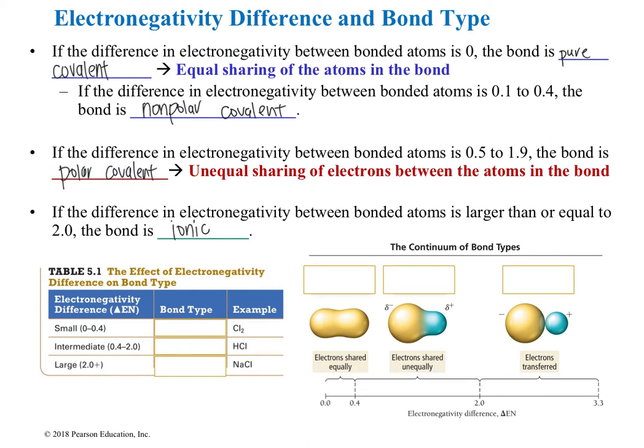So again, we have the small, we call that covalent. 0.4 to 2 is polar covalent. And then large is ionic. So here is that pure covalent, what's called covalent, polar covalent, and then enough pull that the electrons are completely taken, is ionic.